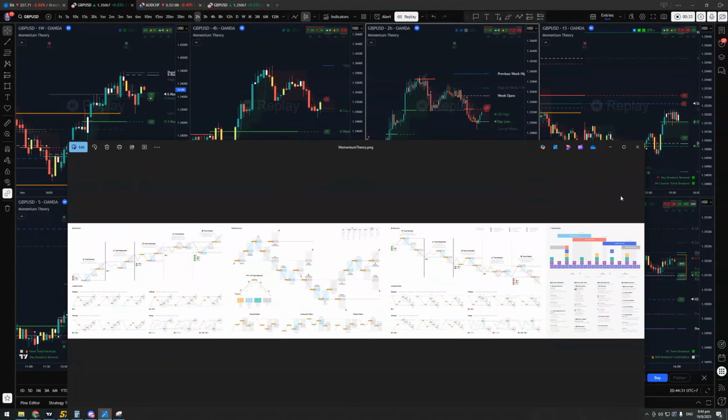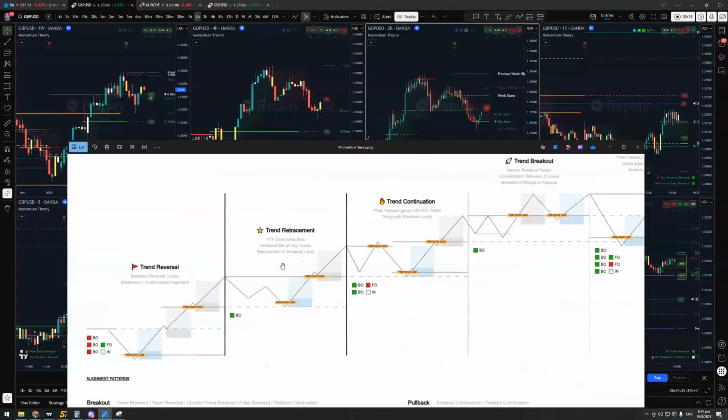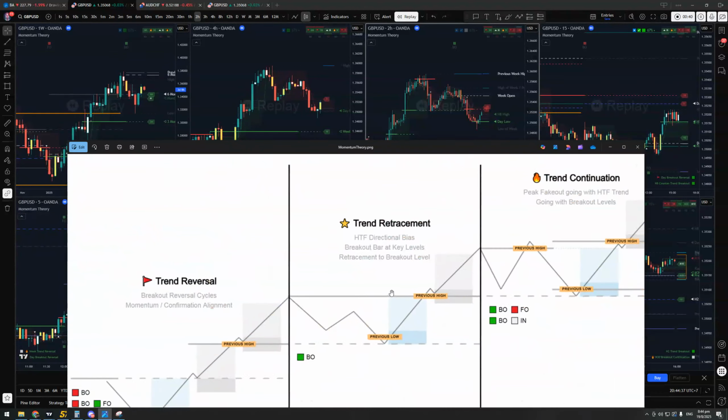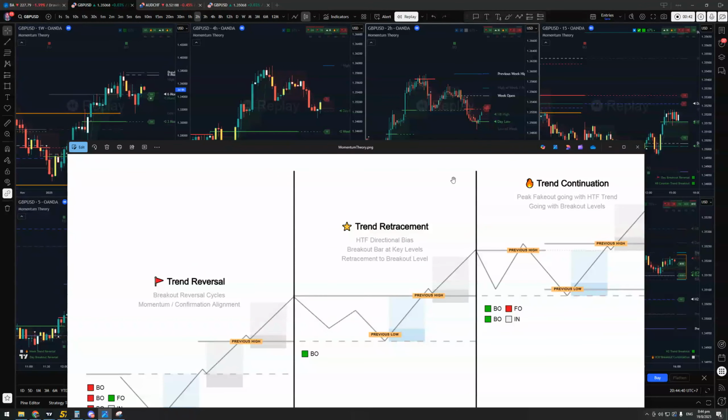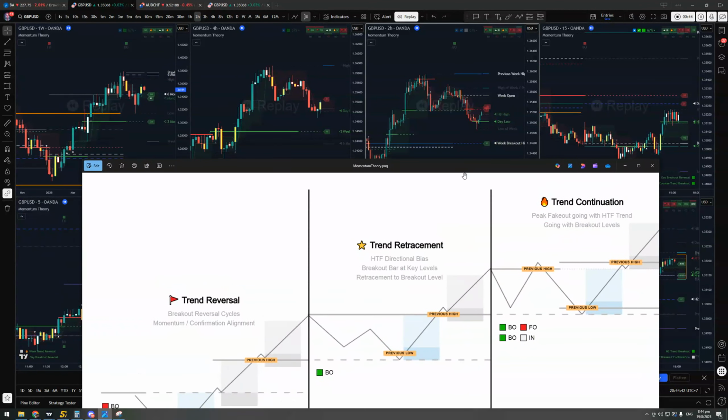On the right is my trading process, and on the left are my setups. This particular setup is my trend retracement setup. This is the setup that I trade the most and the most important one to learn.